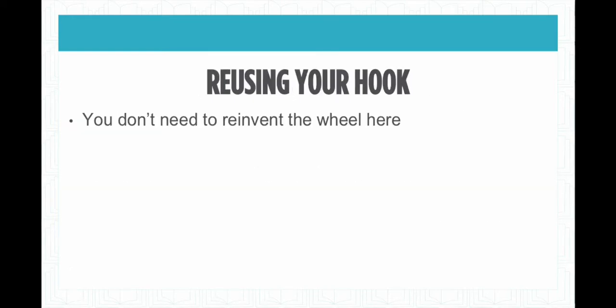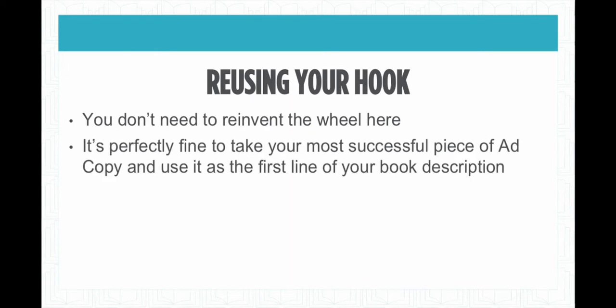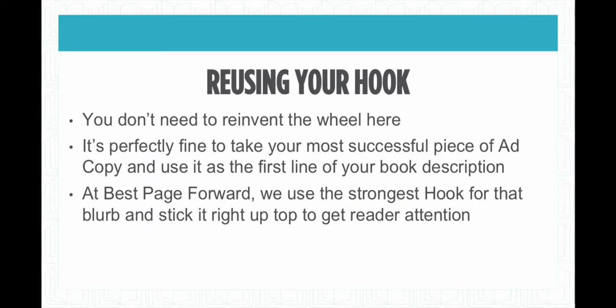Now, when you are creating an ad copy hook for your book, there is no need to reinvent the wheel. It is perfectly fine to take your most successful piece of ad copy and use it as the first line in your book description. You can have it in 2 places. That is something that really strong marketers have used to sell their books over time. At Best Page Forward, we even take the strongest hook for the blurb and stick it right up top to get reader attention. And you've been working so hard on these hooks over the last few days, you might as well have them doing double duty.